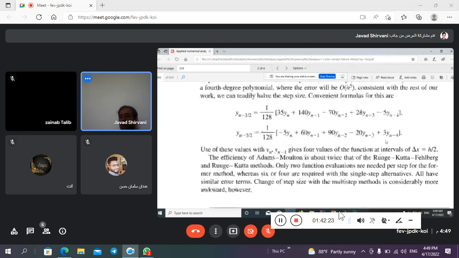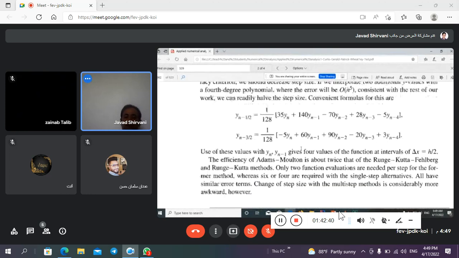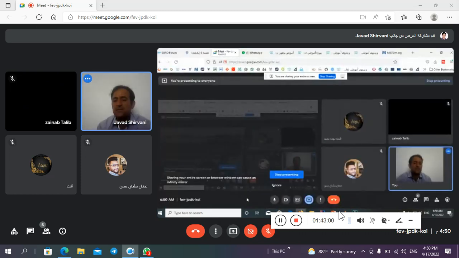And we can see that we quite easily get an efficient but much faster algorithm than this one. The efficiency of Adams-Moulton is about twice of Runge-Kutta, Fehlberg, and Runge-Kutta methods. But the meaning of efficiency here, there is a difference between the efficiency and accuracy.